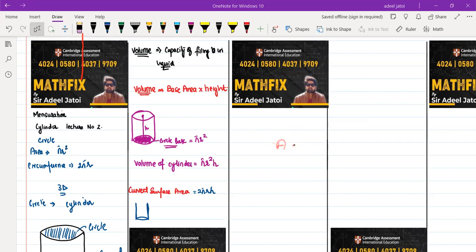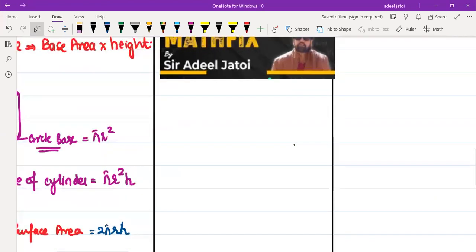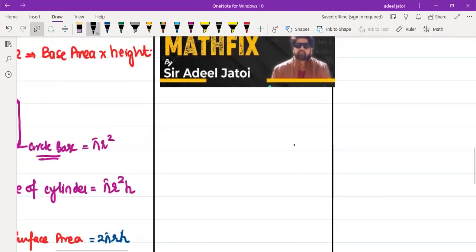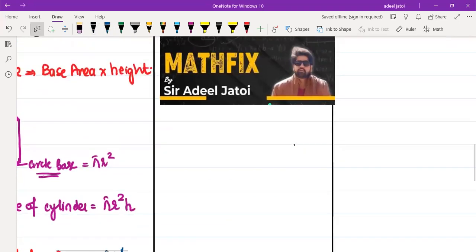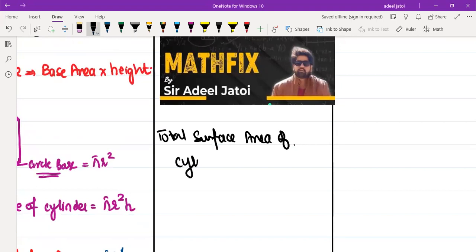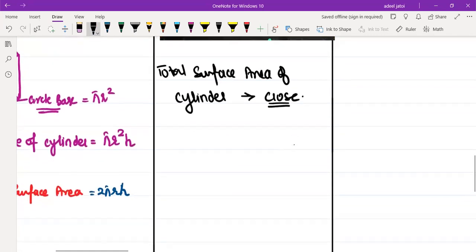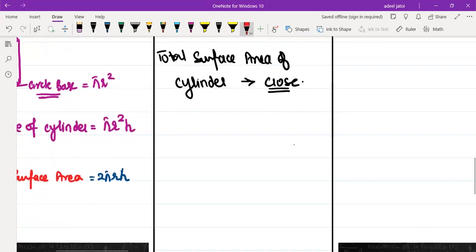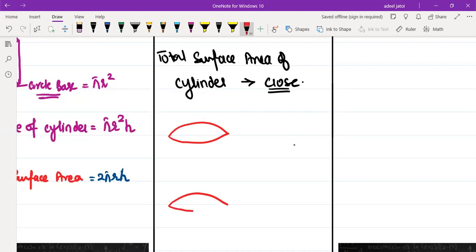But now what you need to understand is the total surface area. Now the question can be of total surface area of a cylinder. Now, what you need to understand is, is it a closed cylinder or open cylinder? At the moment, we are working on a closed cylinder. So what does closed cylinder mean? Closed cylinder means that you have a circle at the top, you have a circle at the bottom, and they are closed.